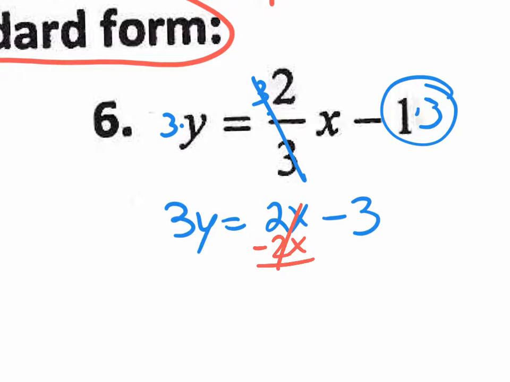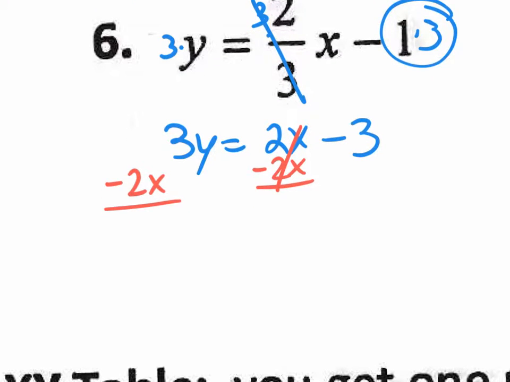2x take away 2x is 0. And what you do to one side, you do to the other side, take away 2x over here. Obviously, you cannot take away 2x from 3y's. It's like taking apples from oranges. You can't do that. So we're just going to rewrite it. And our final answer will be negative 2x plus 3y equals negative 3.